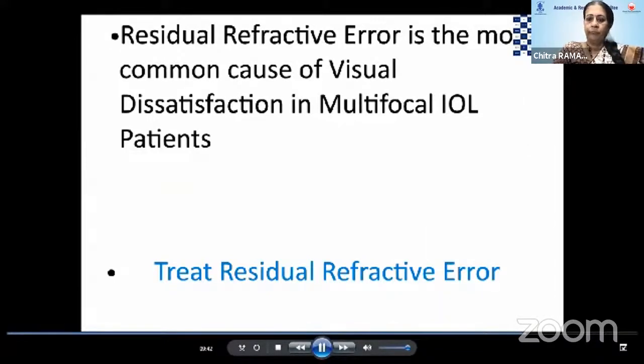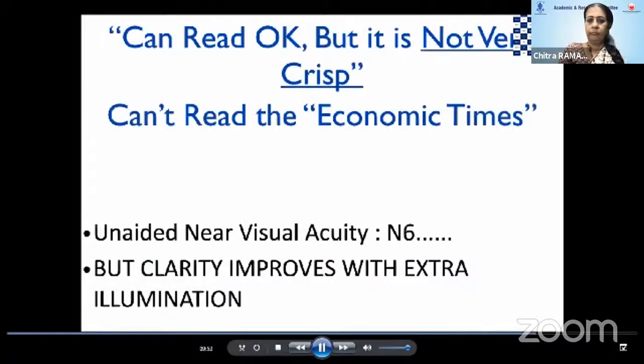So treat the residual refractive error, and many of the symptoms we describe are quite often not related to the rings of the IOL, but just to uncorrected astigmatism, which is causing visual blur. So there will be some patients like this. We had one such patient whose unaided acuity is wonderful, N6. He says his vision is good, but it's not crisp, and he finds it very difficult to read the Economic Times, where the contrast is poor, as it's made up of recycled paper.